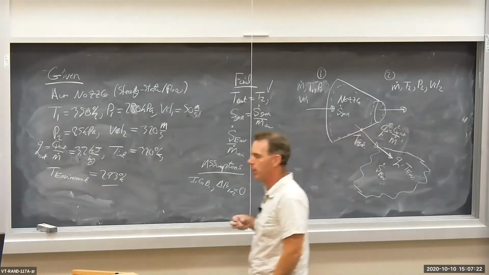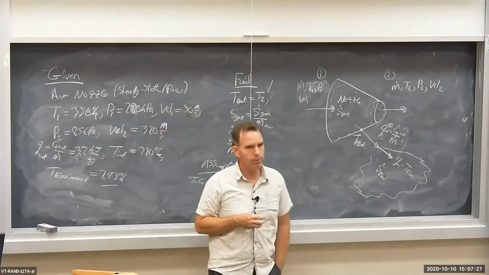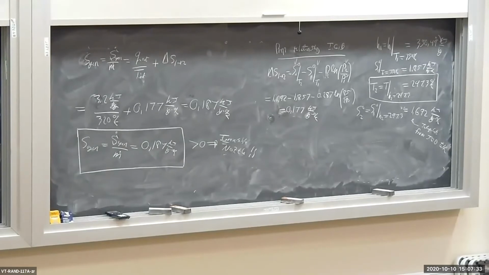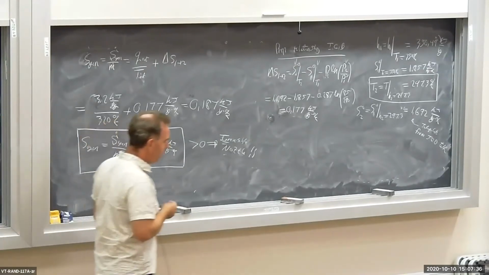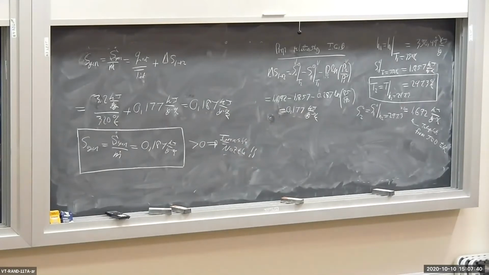There may be some irreversible heat transfer as well. The heat transfer is probably pretty complicated inside of there. Likely there's some irreversible heat transfer, okay? So this is an irreversible nozzle because we have entropy generation inside.